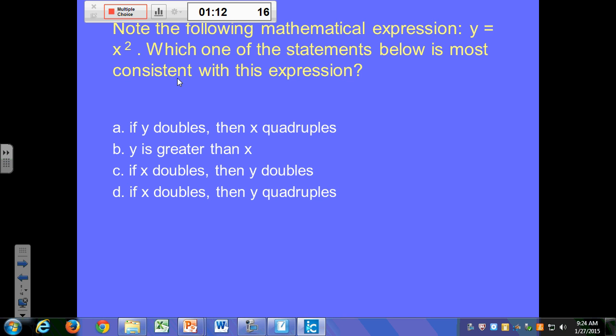Most of you put A right now, and A is not correct. If I double y, x does not quadruple. That's not a true statement. So A is not correct.